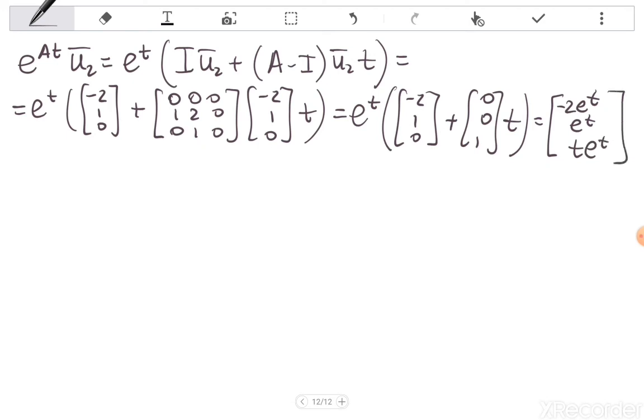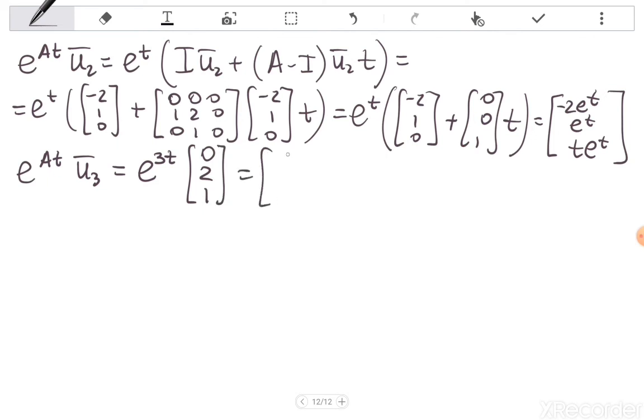So in this case, the answer is here, and e to the A t applied to u3. For u3 we know that the first power is 0, so we just stop at e to the eigenvalue, which was 3, t, and the eigenvector u3 was (0, 0, 1). So this is the third component of our matrix.